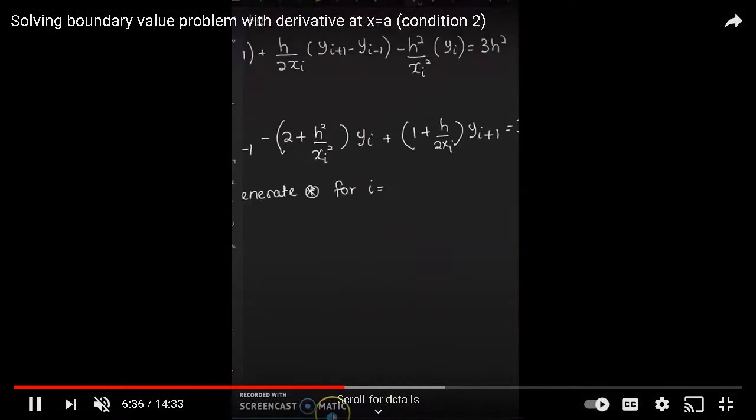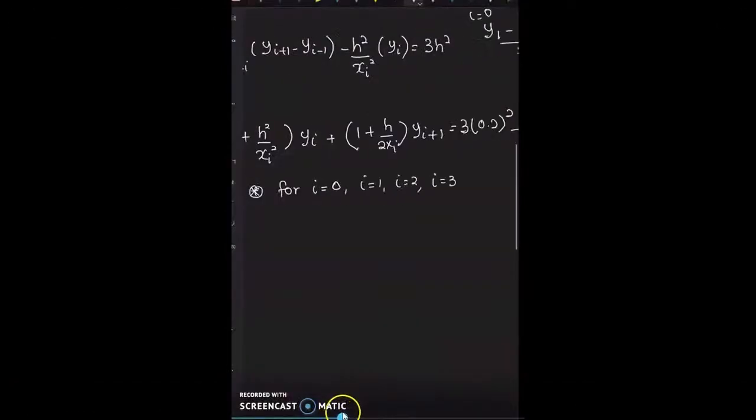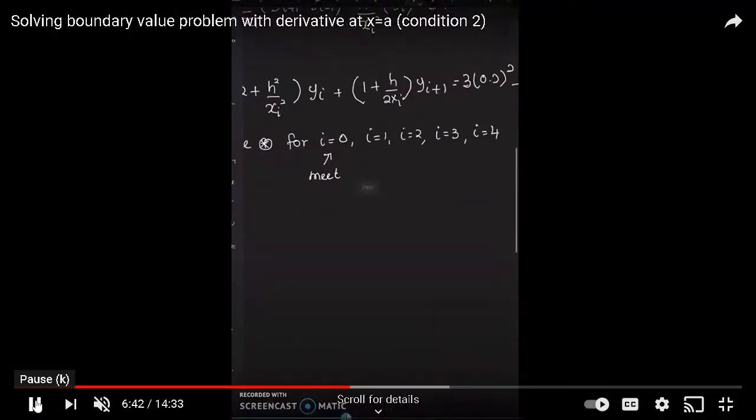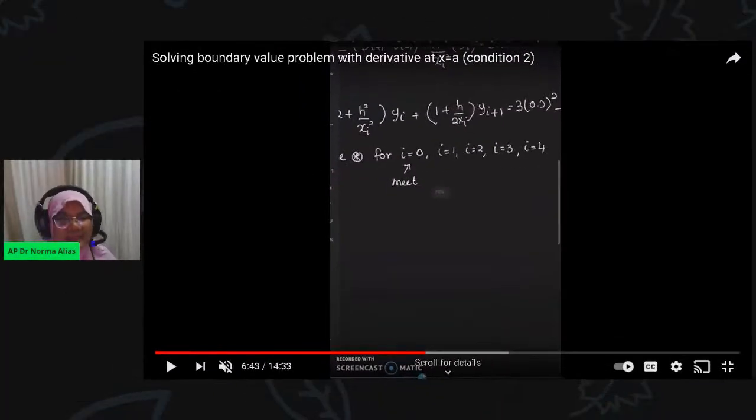Be careful. Now we want to generate the values of y. We want to find the temperature and behavior when i equals 0, 1, 2, 3, 5. I'll stop sharing here. What is the weakness of the boundary value problem? You have a 5 times 5 matrix.